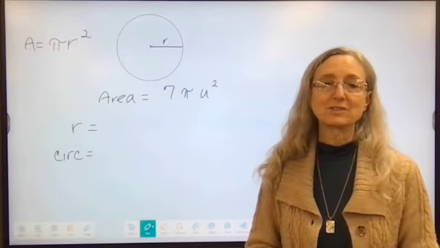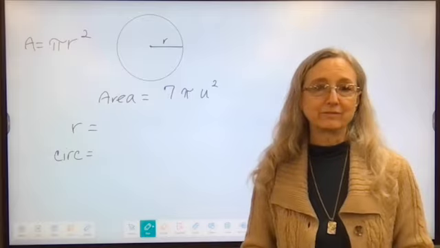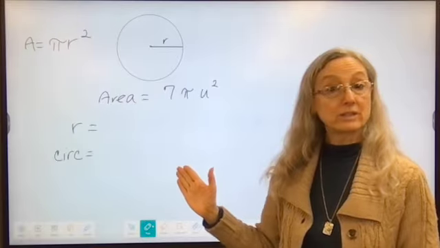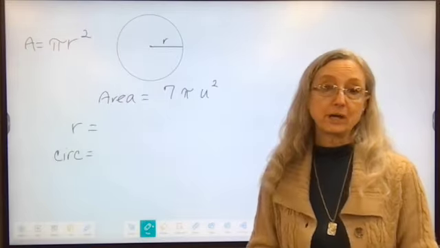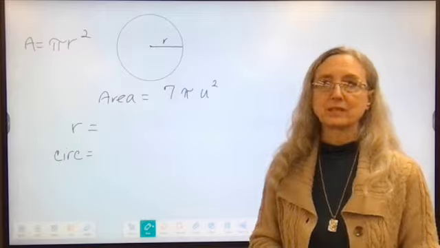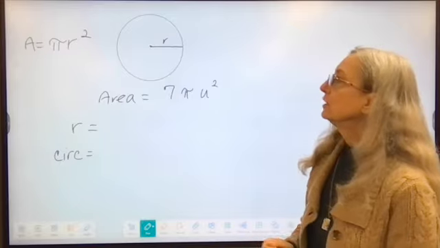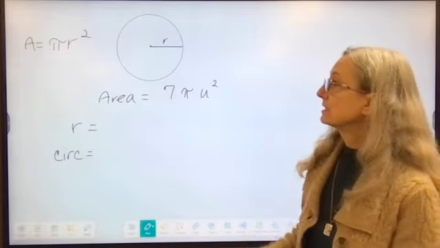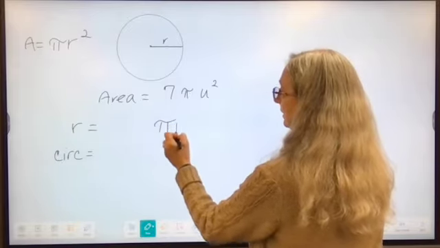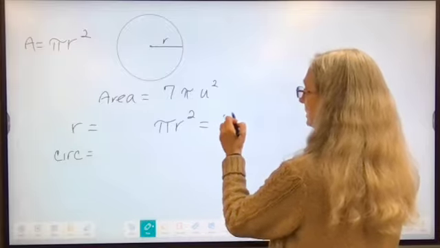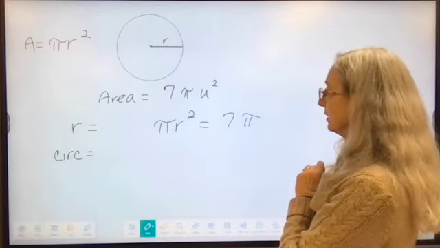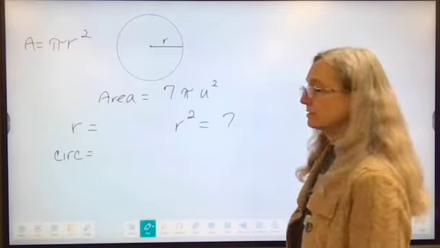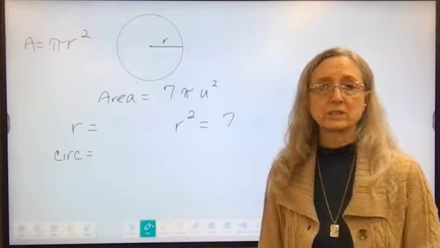One more practice using the formula for the area of a circle. I have a circle and I know its area. Its area is 7 pi square units, 7 pi. So somebody took the radius and squared that to get 7, because pi times the radius squared ended up being 7 pi. So when you divide out the pi's, you realize that the radius squared was 7.